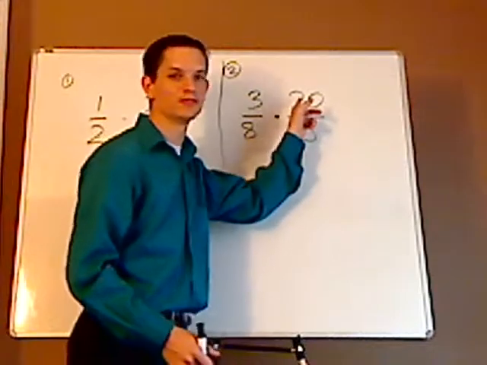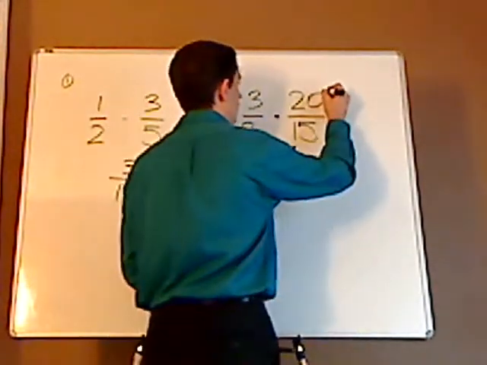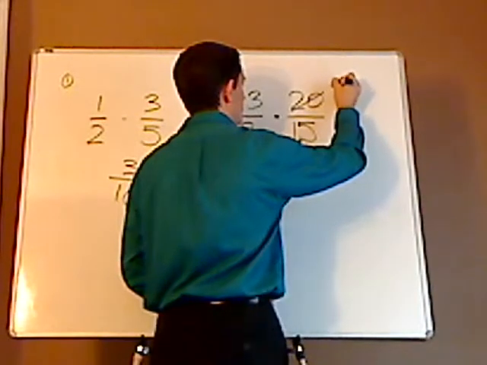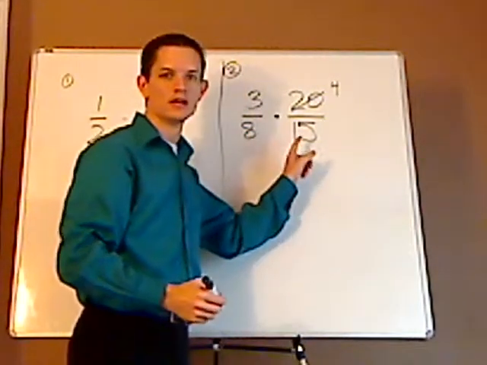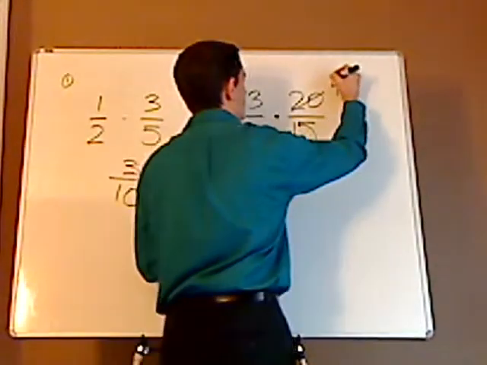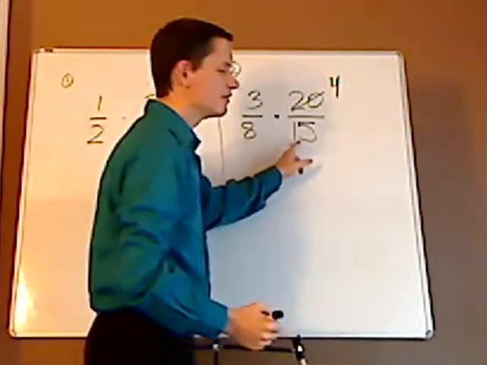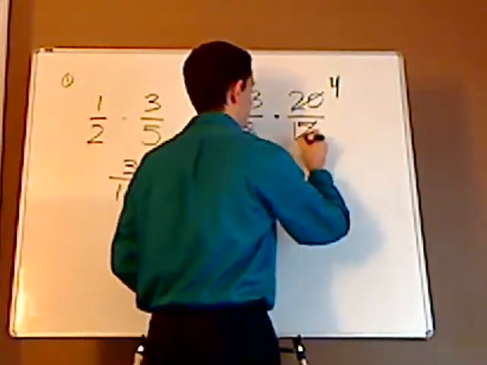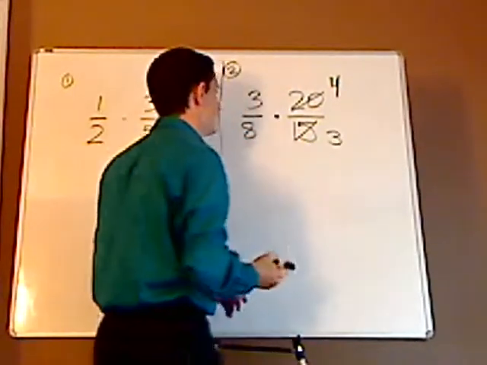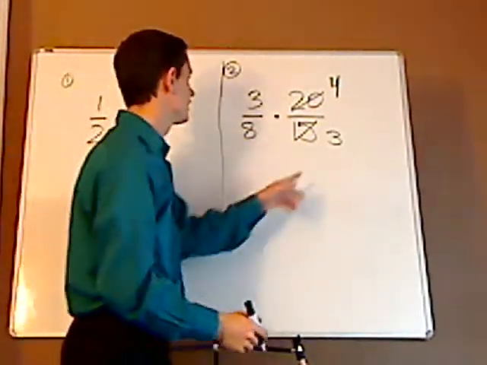So how many times does 5 go into 20? Right, 4 times. So that's a 4. Let me write that bigger. Yes, that's a 4. And how many times does 5 go into 15? Yes, 3 times.